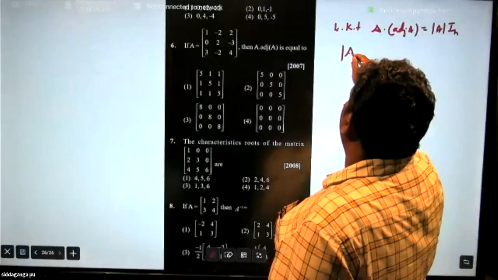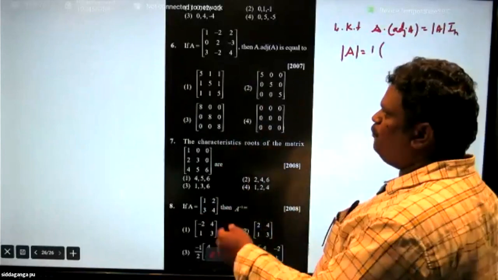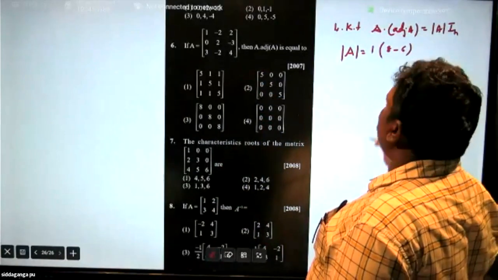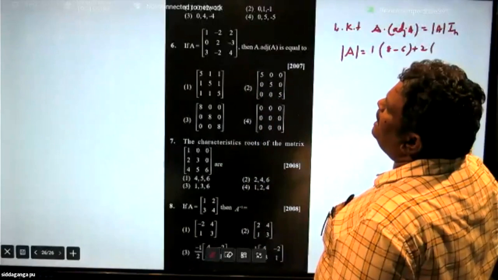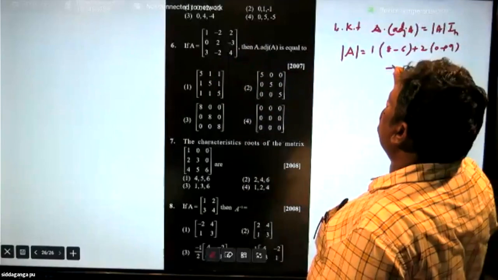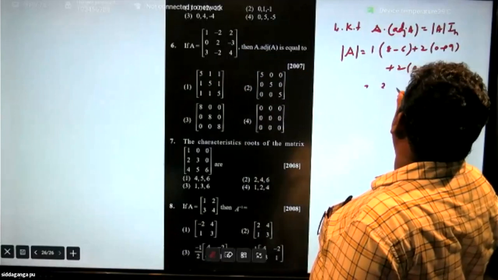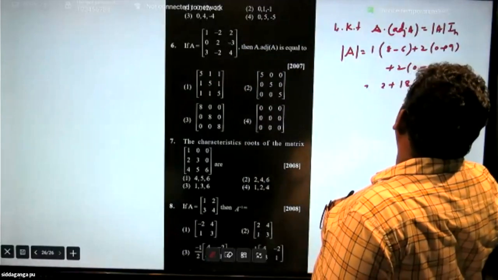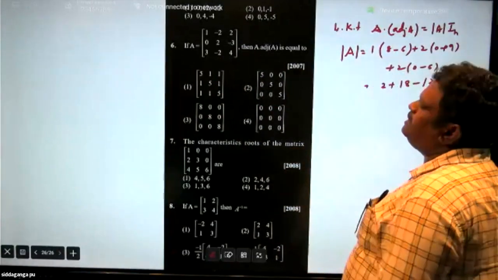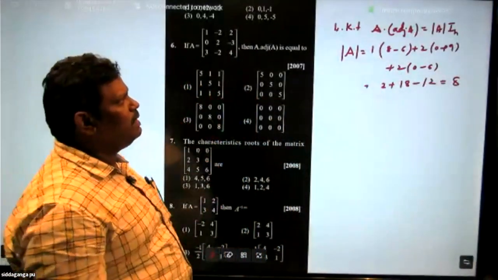Before that we find |A|. What we have done: first row, first element, that minor cofactor. 2 4s are 8, 8 minus 6. Both negative means positive, 6 plus 2 into, then again what we have done, 0 plus 9, then plus 2 into this value, 0 minus 6. Now calculate: this value 2 plus this value 18 minus 12. So here plus 2 minus 12 means minus 10. That value is equal to 8. Here |A| is equal to 8.